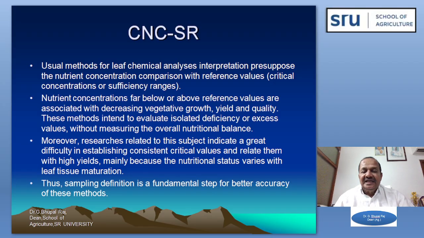These methods intend to evaluate isolated deficiency or excess values without measuring the overall nutritional balance. Moreover, researchers related to the subject indicate a great difficulty in establishing consistent critical values and relating them with higher yields, mainly because the nutritional status varies with leaf tissue maturation. As the leaf age advances, the contents of the major nutrient elements will decrease. Thus sampling definition is a fundamental step for better accuracy of these methods.